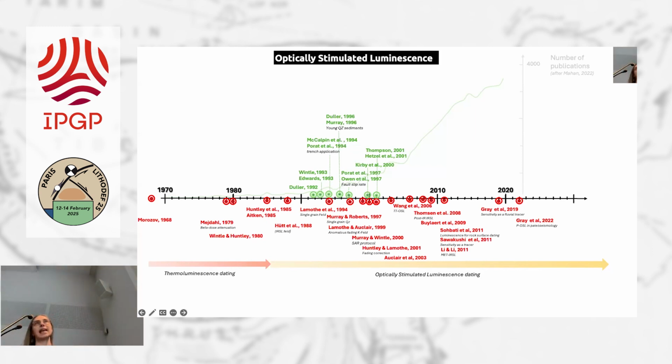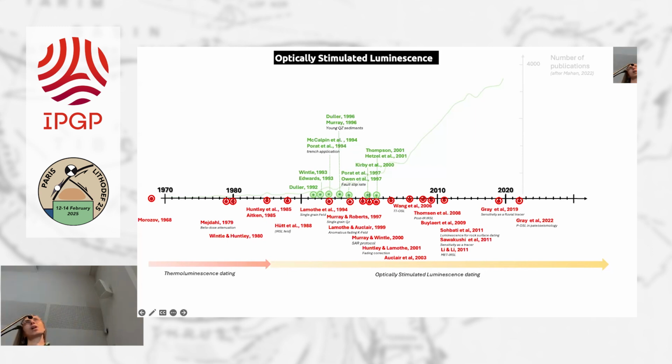So for the luminescence dating, before 85, in fact, this paper is a real break in the luminescence dating. Before, you have the thermoluminescence dating, and thermoluminescence dating was not very great for sediments. Then everything started here, and you now have the optically stimulated luminescence that we call OSL. And it's the same, in fact.